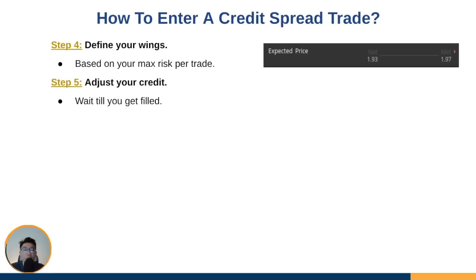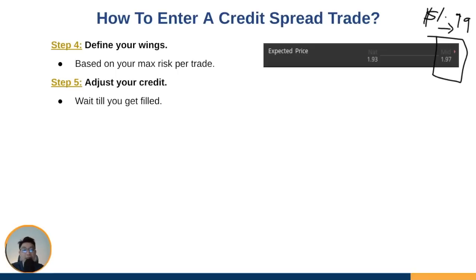Now that you've constructed your credit spread, the next step is to adjust your credit. They will give you a credit at the start. Generally what I like to do is adjust my credit spread slightly higher than the mid price. As you can see down here, they're saying that I can get $1.97. Generally what I like to do is push it a little bit more to the right hand side. That means try and get a slightly higher credit. In this case, maybe I might go for something like $1.99.